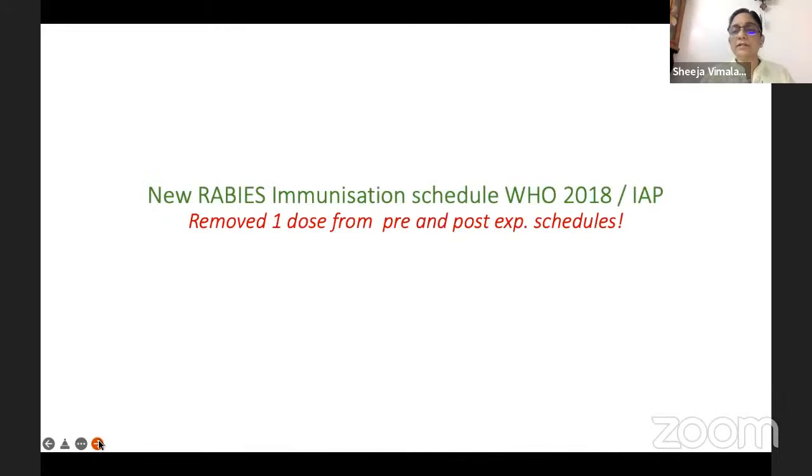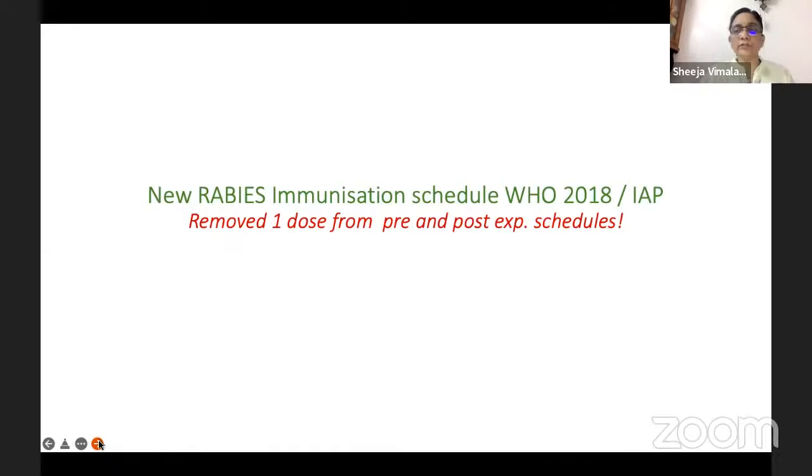And now, what is the current rabies immunization schedule? As far as DCGI is concerned, as far as Government of India is concerned, we have the same immunization schedule that we have been following till now. No change, absolutely.